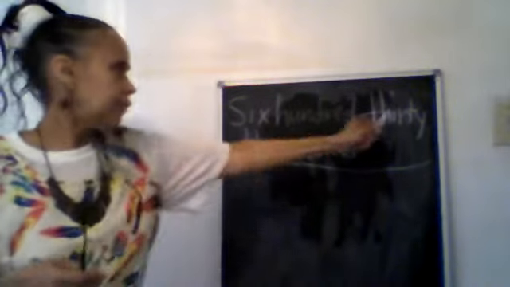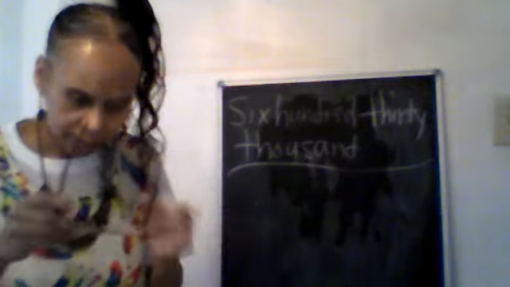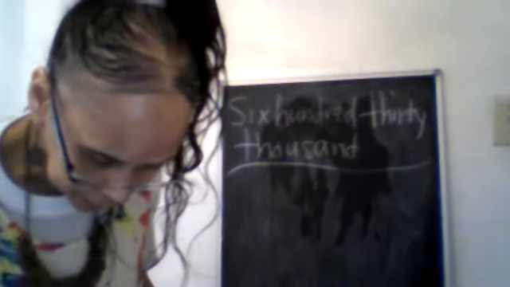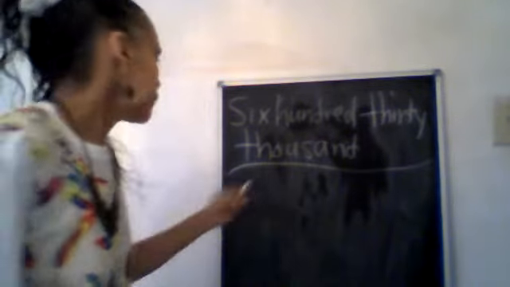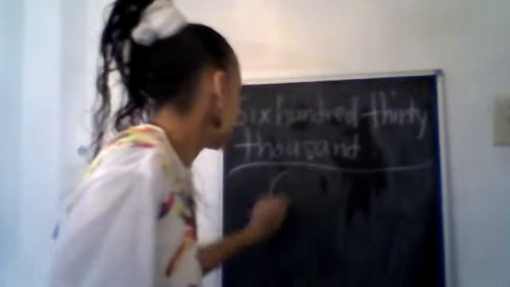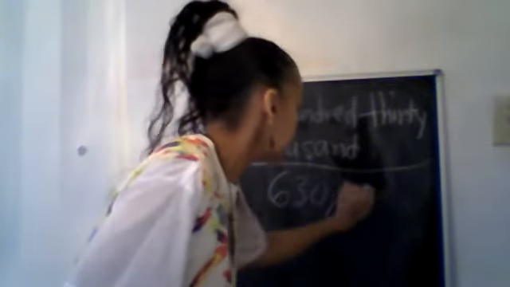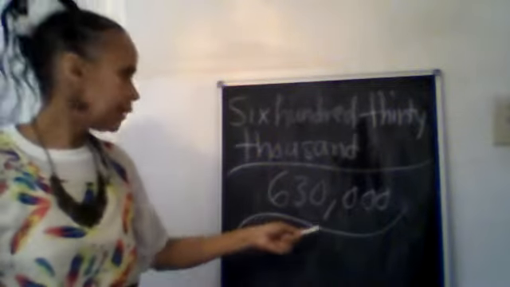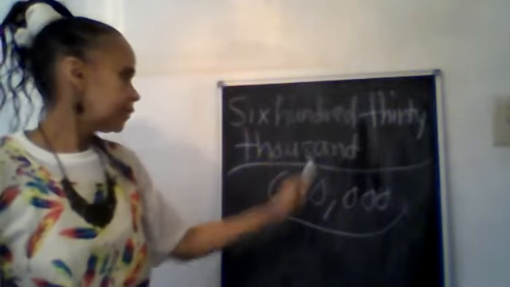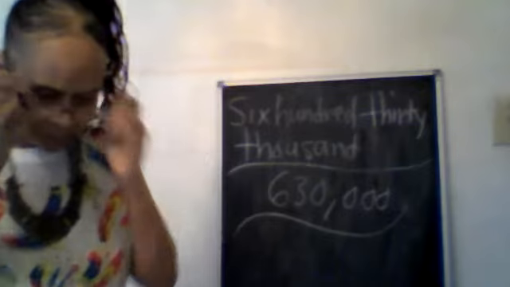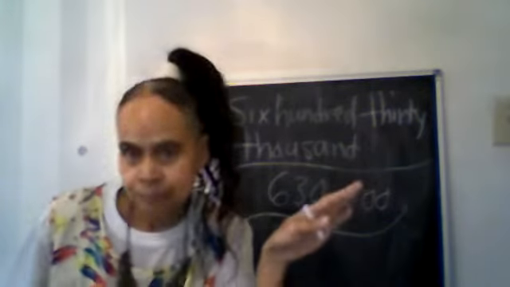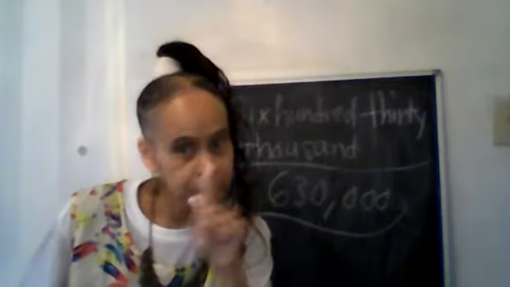630,000. So this is words. They want you to write it out. It says, use digits to write each number that is expressed in words. Use words to write each number that is expressed in digits. Okay, these are different ones. So 630,000, I will write it like that. That's how that would be written.